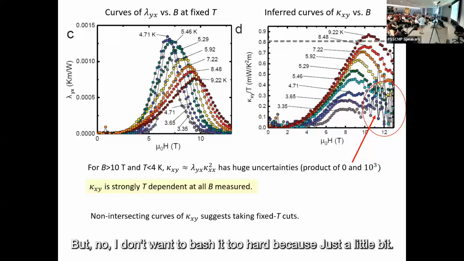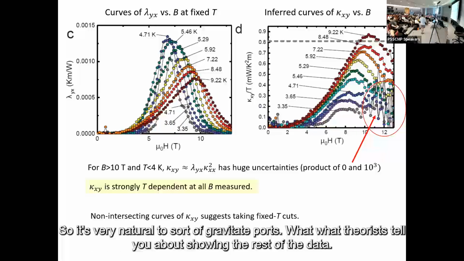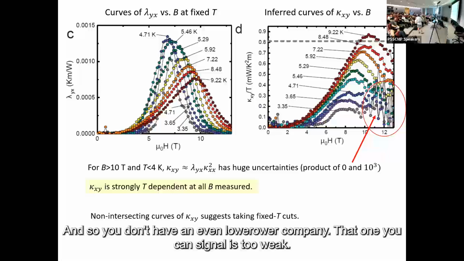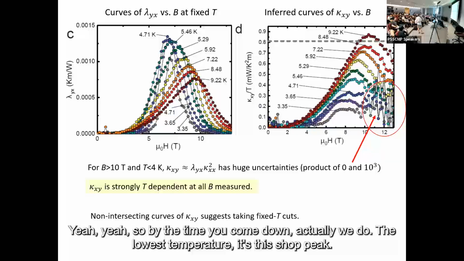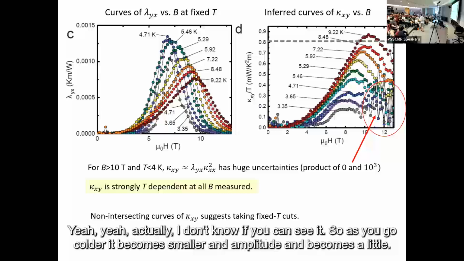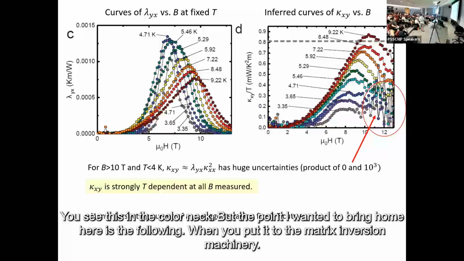I mean, look, it's exciting when you see half quantization. Right? And so it's very natural to gravitate towards what the theorists tell you without showing the rest of the data. So you don't have an even lower temperature. The lower temperature signal is too weak to see. Yeah. So by the time you come down, actually we do. The lowest temperature is this sharp peak. I don't know if you can see it. So as you go colder, it becomes smaller in amplitude and becomes a little peak here. You'll see this in the color map in a second.